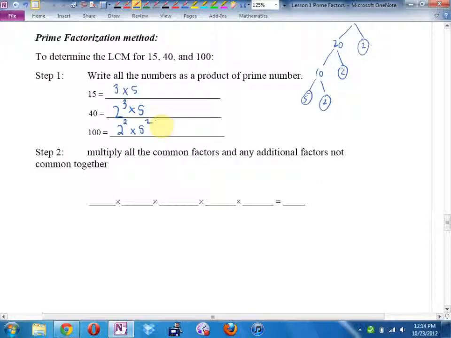On a test or a quiz, I would do the full factor tree. I'm trying to see if I can push you to try and do some of this in your head so you can save time in the homework. All right? See our list?